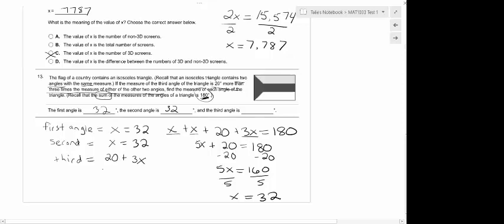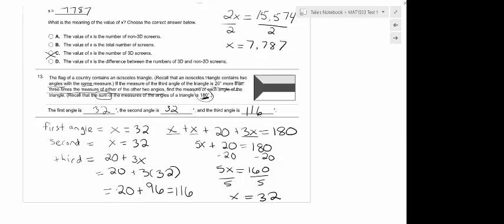And then for the third angle, we're going to do 20 plus 3 times 32. Three times 32 is 96, right? And then if you add 20 to that, what do you get? 116. Good. Nice job. So let's move on to the next page.